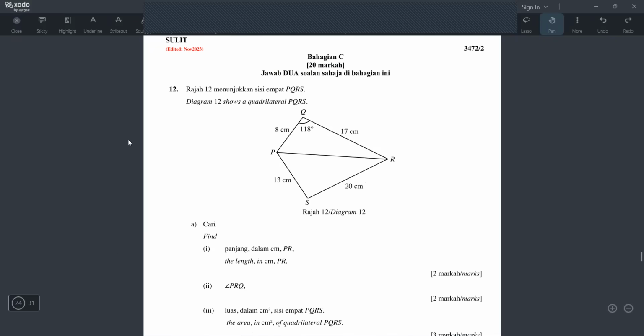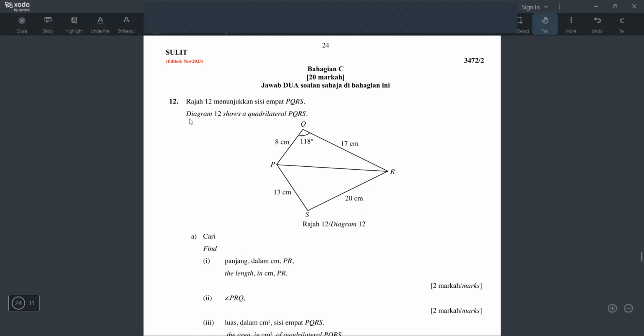Okay, now we are in section C. So this one they say answer two questions, right? Okay, I will answer 3 questions. It means I will not do the kinematic. So I will do every question in section C except the kinematic. Okay, so let's do number 12.